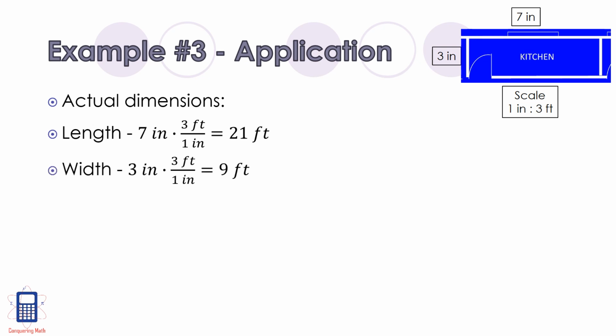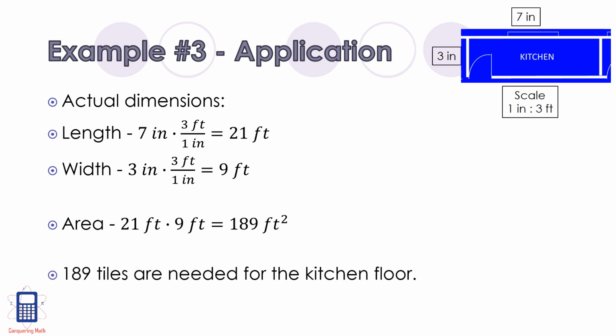Then we'll look at the width. 3 inches times 3 feet per inch equals 9 feet. Now we're ready to find the area, so length times width. 21 feet times 9 feet equals 189 square feet. And since each tile is 1 square foot, 189 tiles are needed for the kitchen floor.